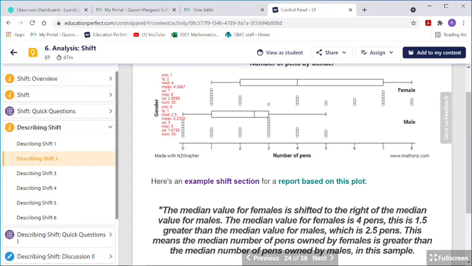This is 1.5 greater than the median value for males, which is 2.5 pens. So do you see that they gave the number and the difference between the two? So it's critical you include some math in this. This means that the median number of pens owned by females is greater than the median number of pens owned by males in this sample.